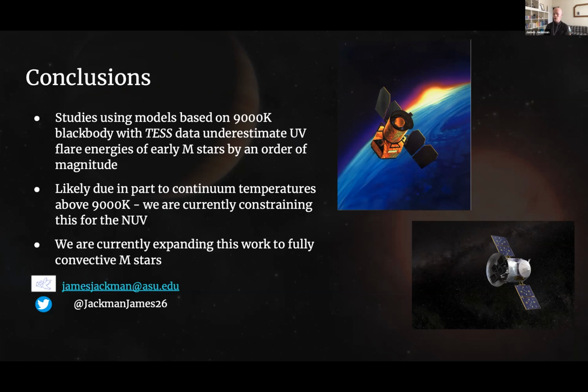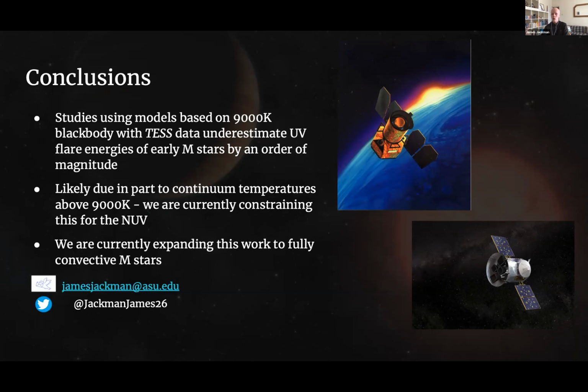For future modeling of the UV emissions, this is what we're trying to do at the moment. If you're trying to calculate flare energies, this is why we're putting in hotter and hotter black body temperatures, to see if there is maybe some black body temperature that can simultaneously match what we see in the TESS bandpass and what we see at least in the near UV.